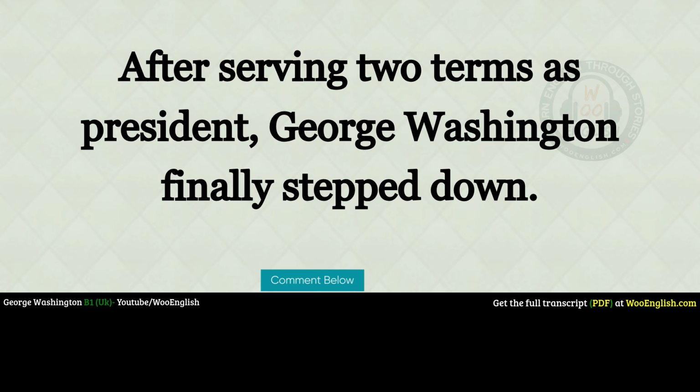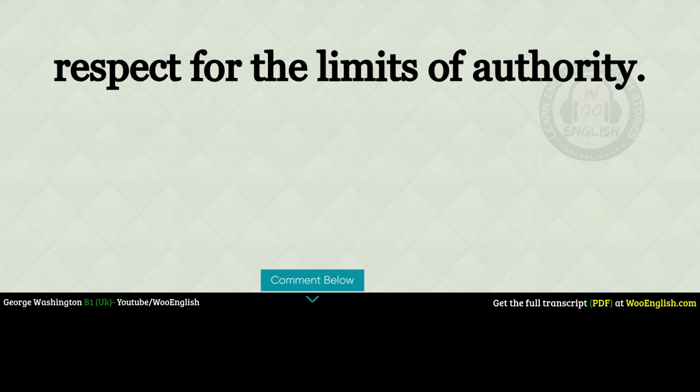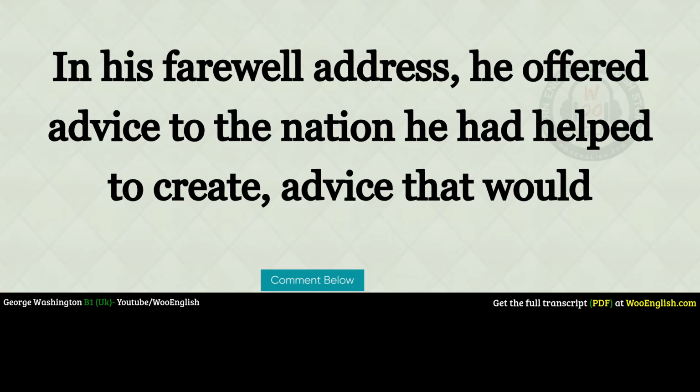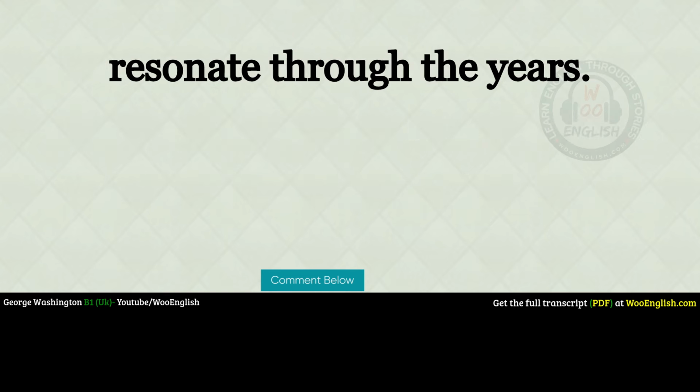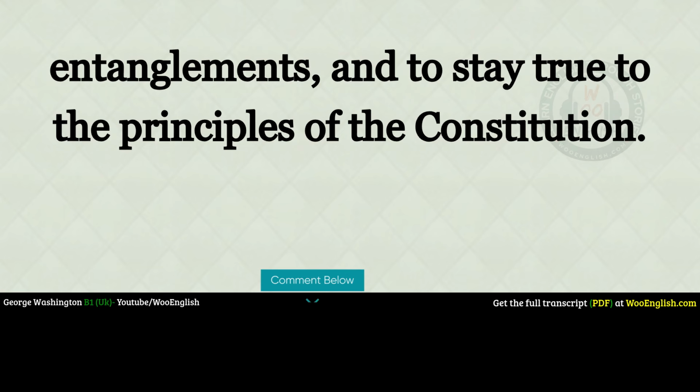After serving two terms as president, George Washington finally stepped down. He could have stayed in power, but he chose instead to set an example of peaceful transition, of respect for the limits of authority. In his farewell address, he offered advice to the nation he had helped to create, advice that would resonate through the years. He urged the people to cherish their unity, to avoid the dangers of political parties and foreign entanglements, and to stay true to the principles of the Constitution.